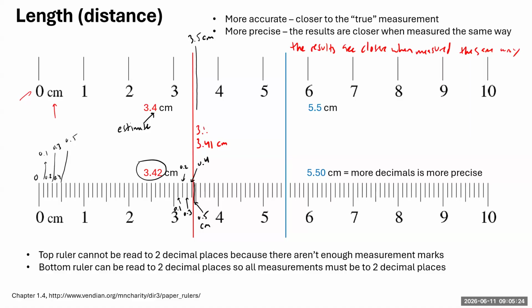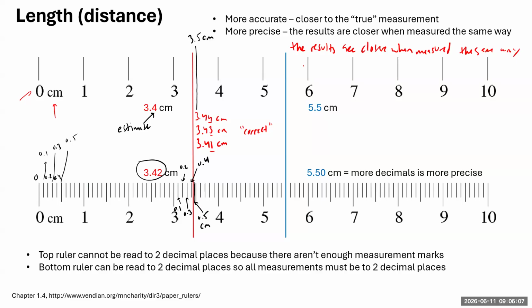or 3.43 or 3.44. Those are all sort of correct because we're estimating that last spot, but we know we have to report it to that last digit, to that second decimal, because we can. We cannot do that here on this top ruler because there's not enough little lines or measurement marks to be able to say definitively this is 3.42, because this could have been 3.5 or 3.4. We can't put that extra digit because we don't really know.